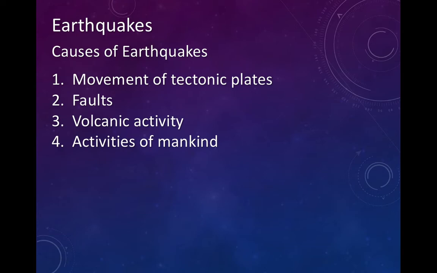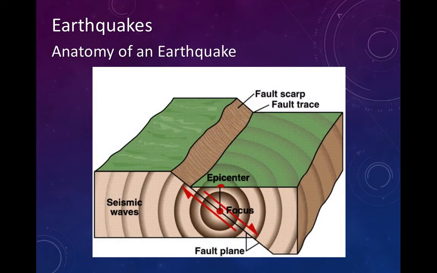Now let's take a look at what an earthquake looks like, the anatomy of an earthquake. And let's start here. First of all, in this one we have a fault and a fault plane. The fault plane is the face of the fault below ground, and that's the area along which the rock can slide, and as it slides, it causes an earthquake. At the Earth's surface, that fault plane is known as a fault scarp.